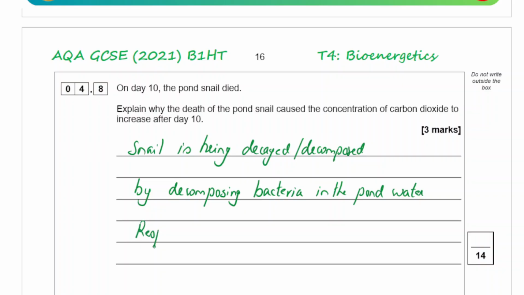Respiration of decomposers releases CO2, and there would be an increase in the amount of bacteria as well. Hence, the amount of carbon dioxide released is also going to increase.